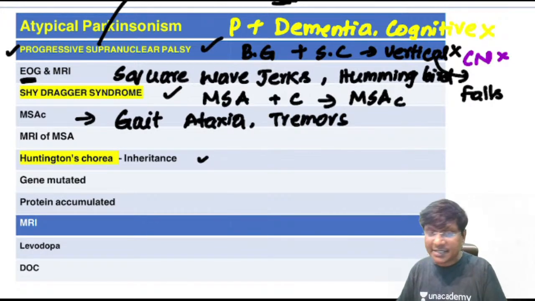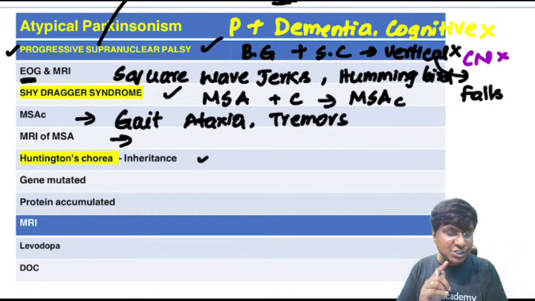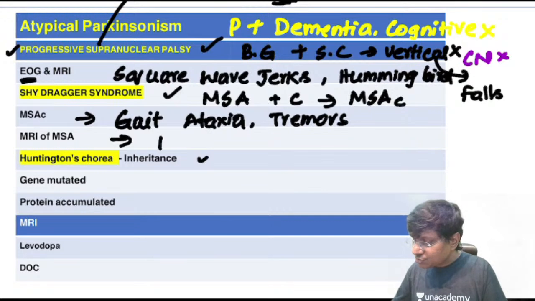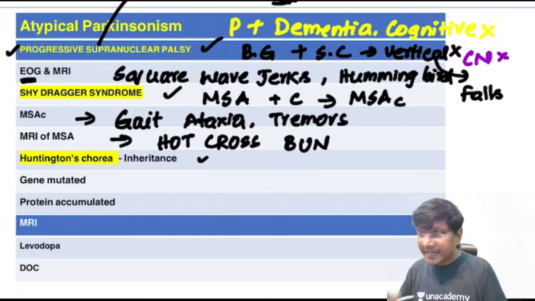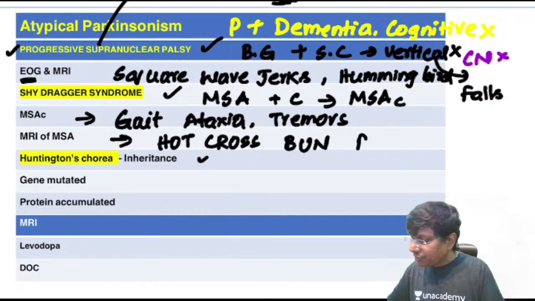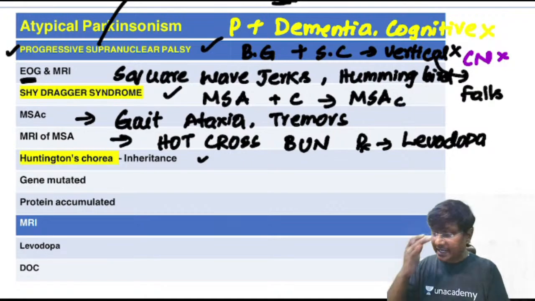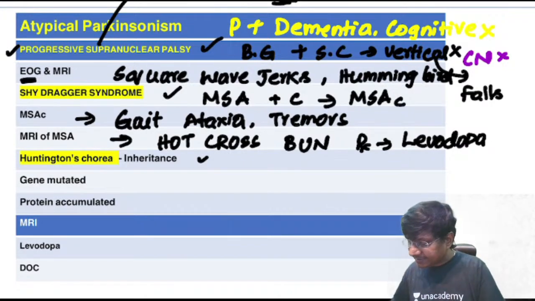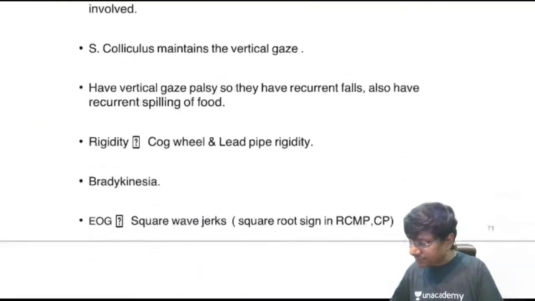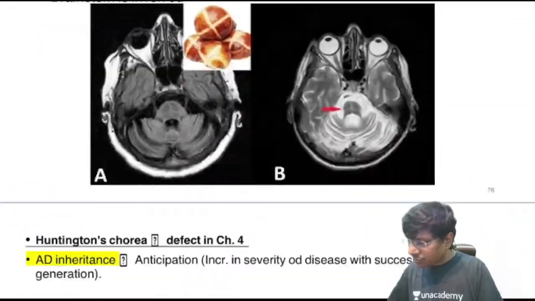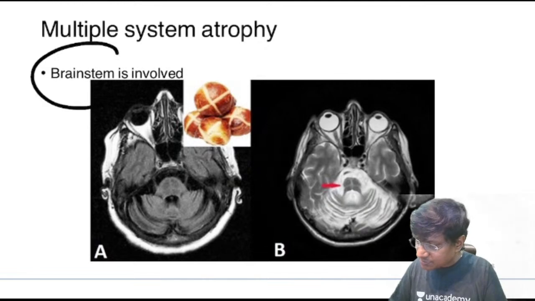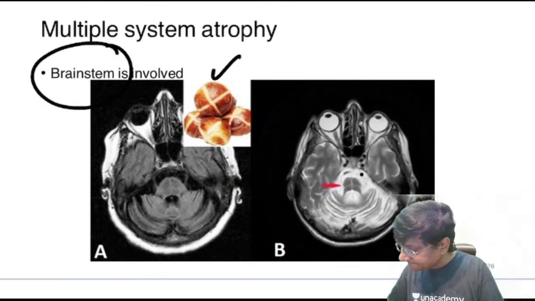And what are the tremors here? The intention tremors. Then what will be the MRI finding in patients with Shy-Drager syndrome? We call this the classical hot cross bun sign. And how do you treat this MSA? That is by levodopa. So that is about the MRI in patients with multiple system atrophy. Then coming to Huntington's chorea, before that, you see this hot cross bun sign. So this is the hot cross bun sign.